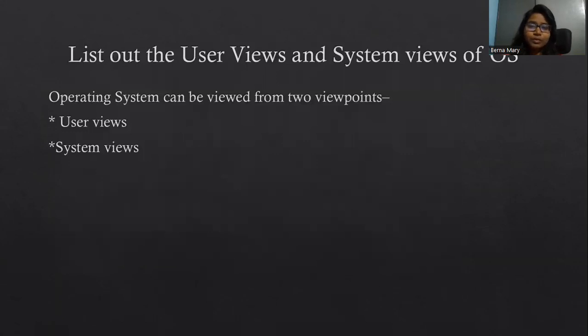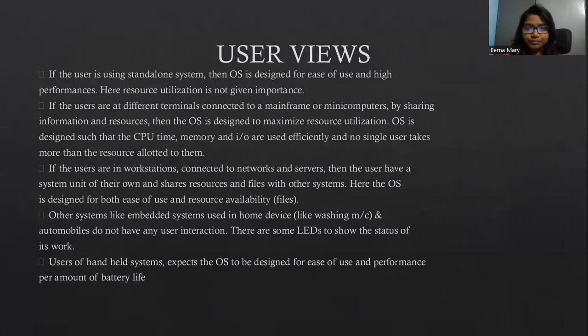List of user views and system views of the operating system. There are two types of views: one is user views and the other is system views. Let's discuss what user views are. If the user is using a standalone system, then the operating system is designed for ease of use and high performance. Here, resource utilization is not given importance.